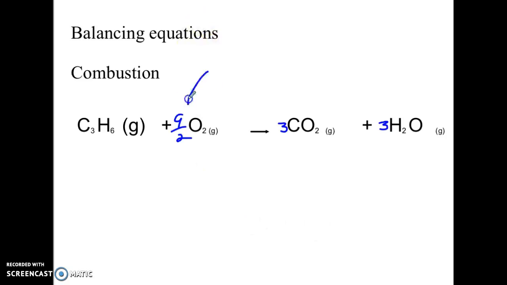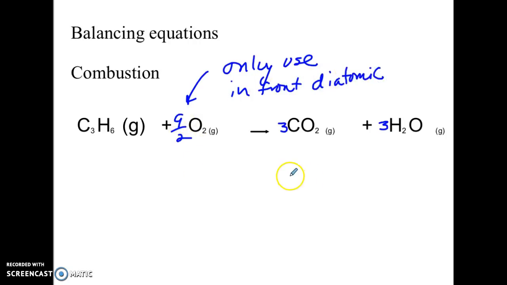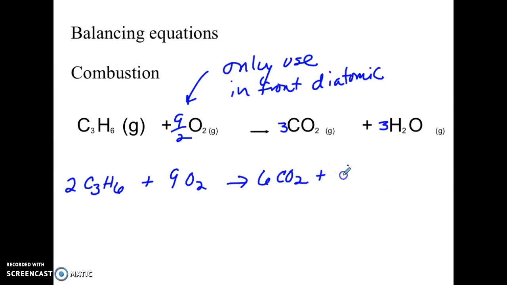You can only use this in front of a diatomic. And notice that oxygen's diatomic, so that's why you can do this. If this bothers you, and there's going to be situations when we're going to want to get rid of the fraction, you can just multiply everything by 2. And that still would be the lowest whole number ratio that we had talked about. This would still be an acceptable balanced equation as well. Okay, so I will accept either way.